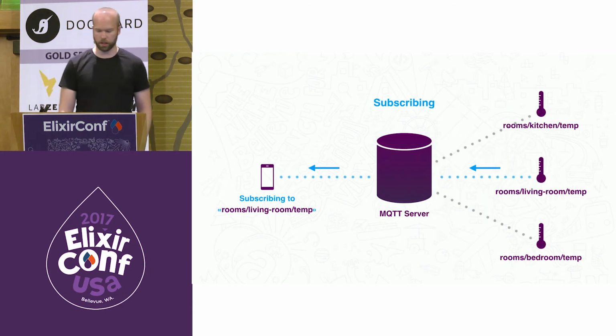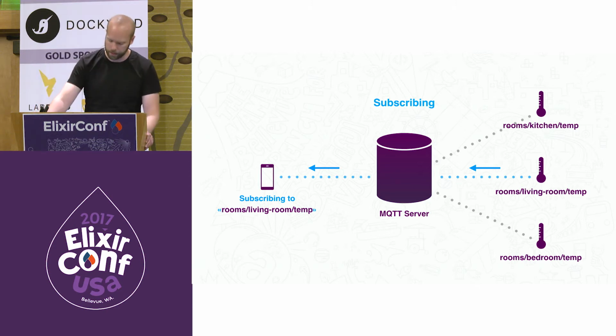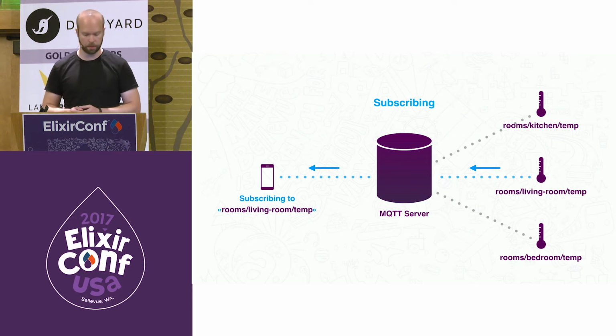So the subscribing works by our client subscribing to a topic such as room, living room, temperature, and the server will then deliver messages published to this topic to the subscribing clients. So the server is the middleman, and there's no way to send messages directly to clients. Clients can subscribe to as many topics as they want.